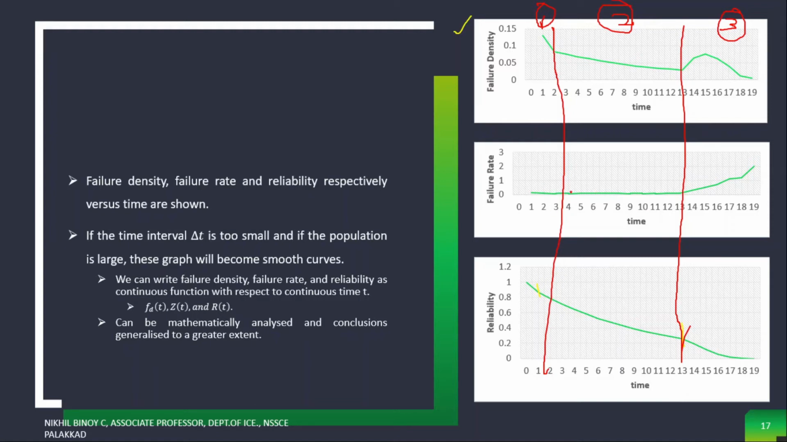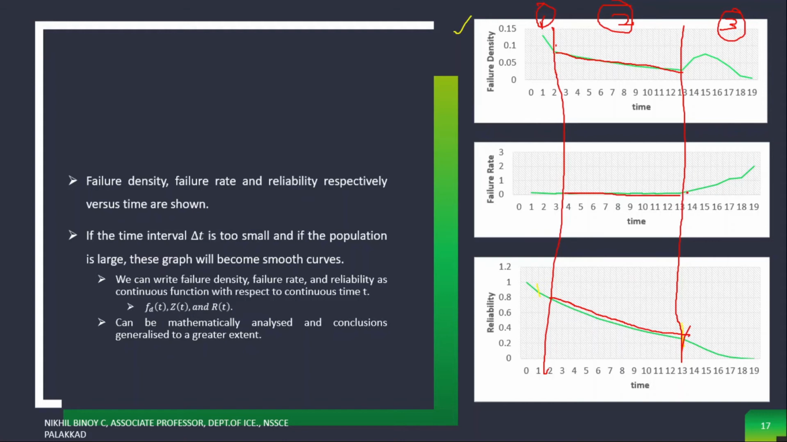Okay. Now what about when failure rate is constant? If failure rate is constant, then you can see that the failure density is almost linearly decreasing. Actually, it is not linear; it is exponential, but it is almost linear. And what about reliability? It is exponentially decreasing with a less slope.